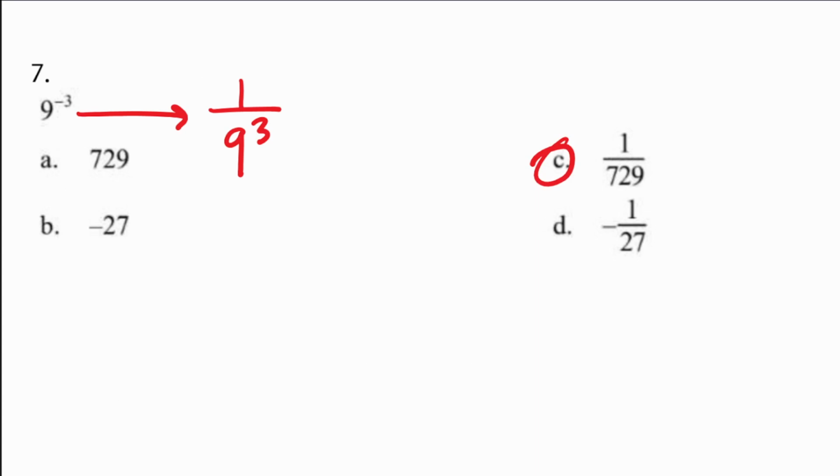If I was going to put this on a test, I might add an answer choice E that was negative 1 over 729. But just remember that a negative exponent, outside of having negativity on the outside like with multiplication, on its own doesn't make a number negative.